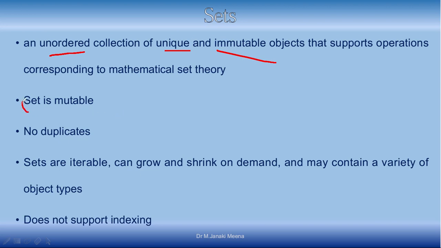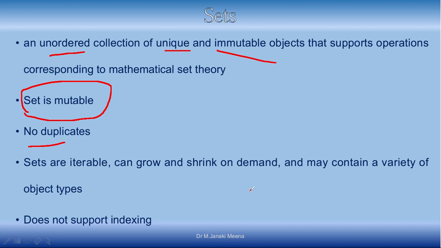But when you look at the entire structure of set, it is mutable. What do you mean by set is mutable? I can change the set, particularly I can remove an element from the set, but the elements inside cannot be changed. That is the constraint. And already we have seen there should not be any duplicates. Sets are iterable, we will see how, and they can grow and shrink on demand. When you say it is mutable, you can either add elements to it or remove elements from it.